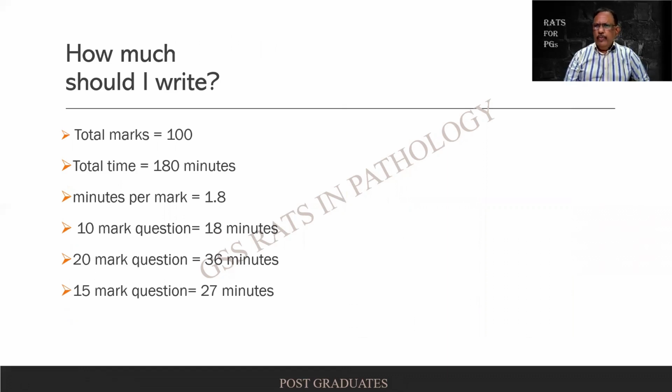Again, a question for you people. How much should I write? How do you people calculate this? I've done a little bit of calculation for you people. The total marks per paper is 100, and you are given a time of 3 hours. That is 180 minutes. Therefore, the number of minutes per mark will be 1.8 minutes.